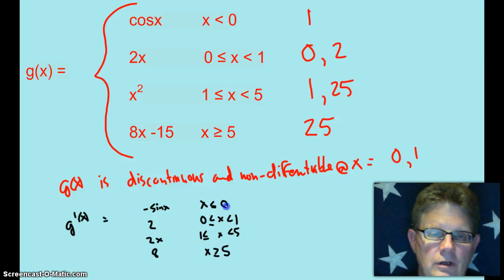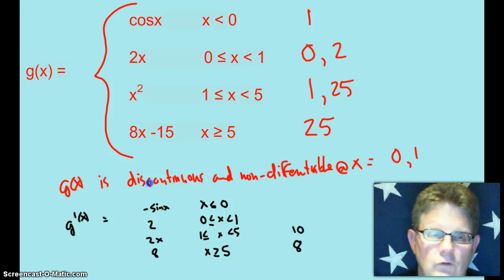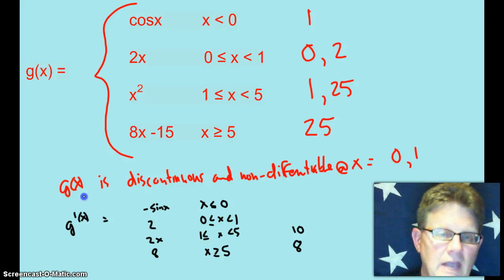So we already know at 0 there's a discontinuity. We already know at 1 there's a discontinuity. So all we need to do is check the limits at 5. So let's see here. What is the value of 2x as x approaches 5? 10. What is the value of 8 as x approaches 5? 8. So g of x is discontinuous and non-differentiable at x equals 0 and 1.